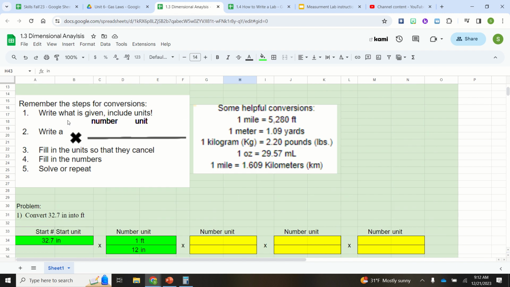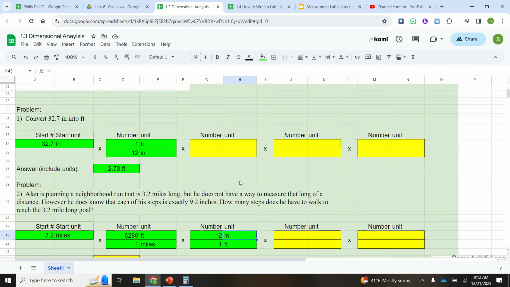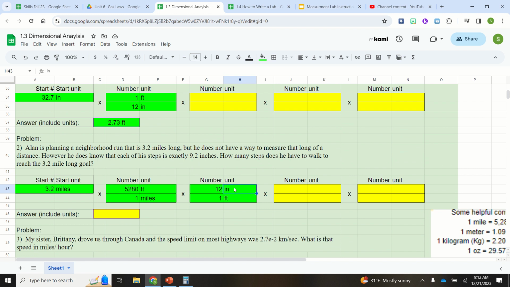All right, then we go to step 3, fill in your units. So I currently have inches. Inches will need to go where in order to cancel? On the bottom. And on top, we can go to steps, because we do know now how many inches are in a step. And it tells us each of his steps is 9.2 inches. So 9.2 inches for 1 step.